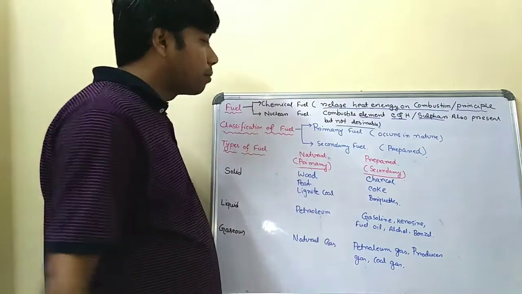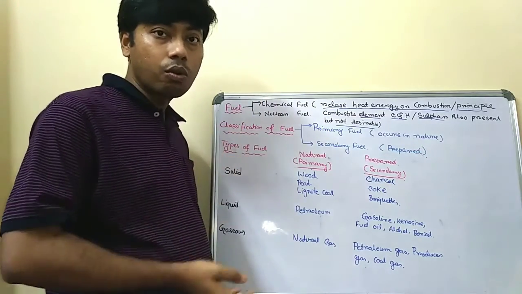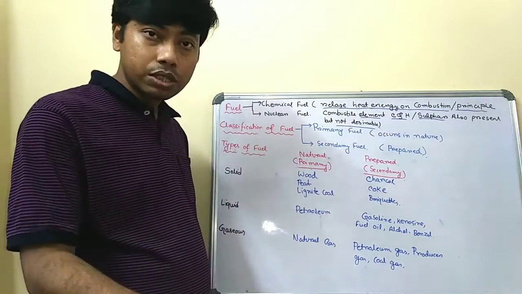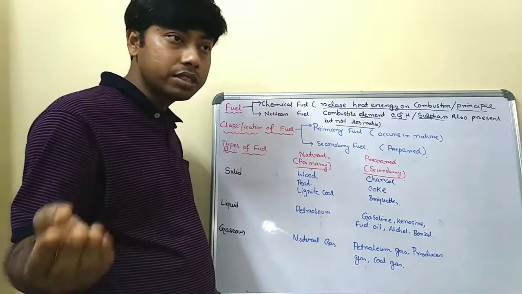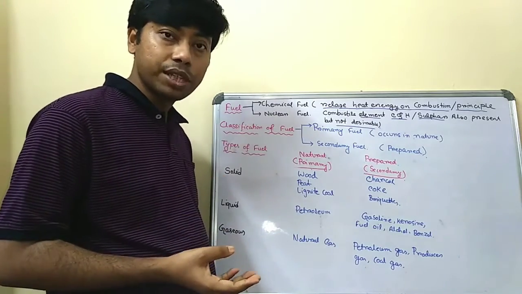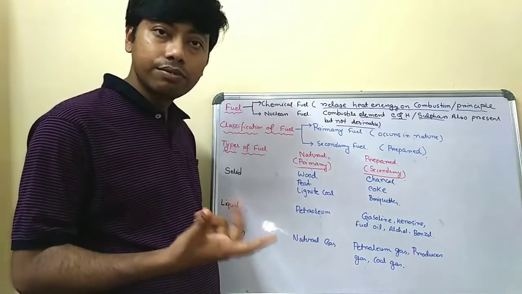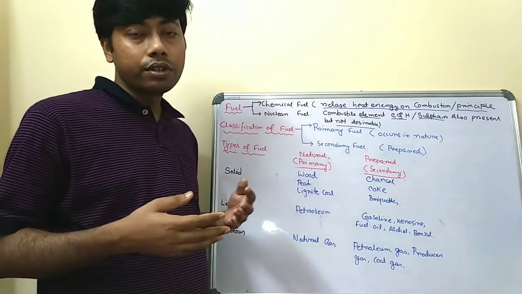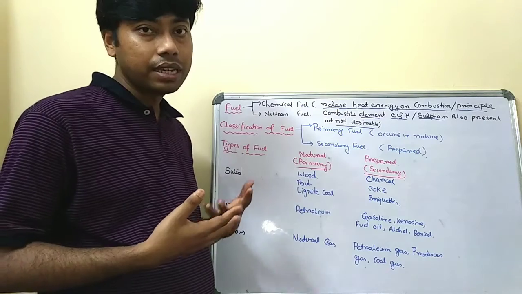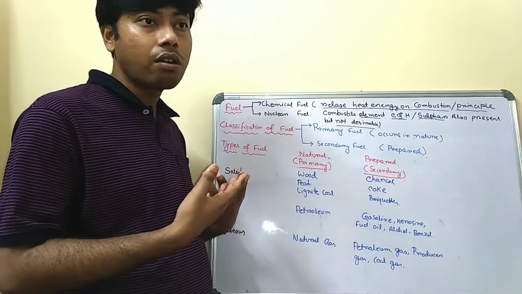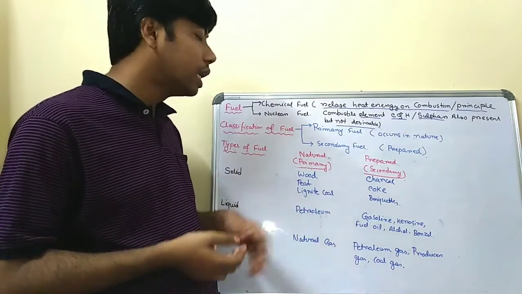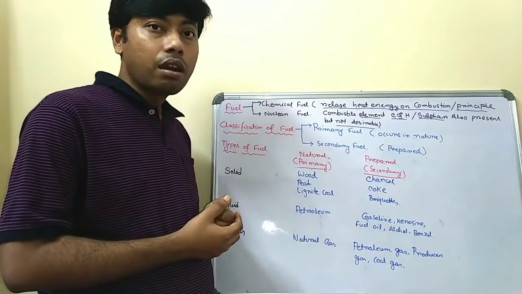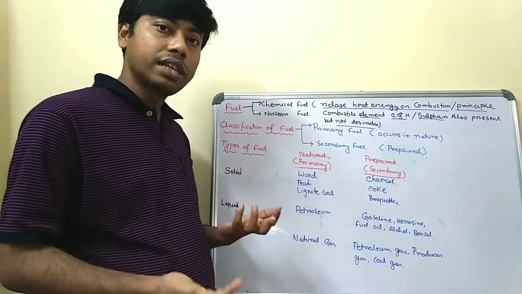In the case of chemical fuel, examples are coal, coke, diesel, and petrol. These are used in our normal daily life and in normal industrial applications. Depending on classification, if a fuel occurs in nature, it is called primary fuel. If it is prepared by processing a natural fuel, it is called secondary fuel.